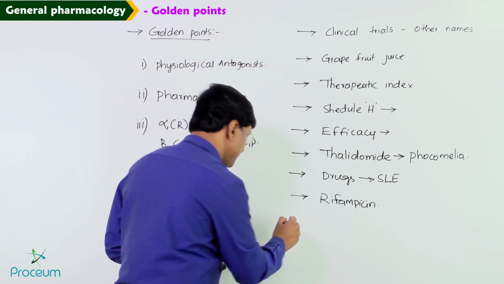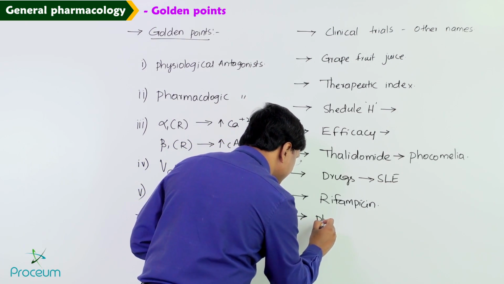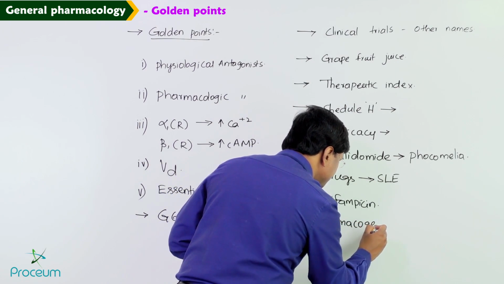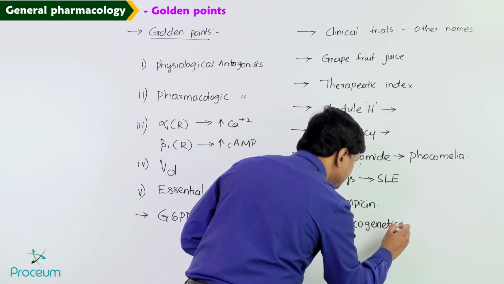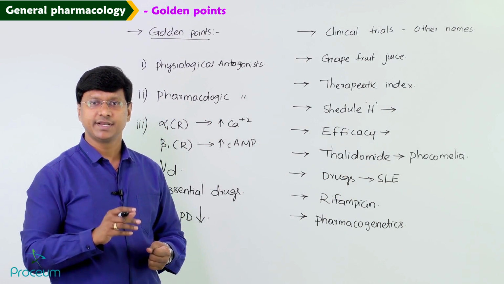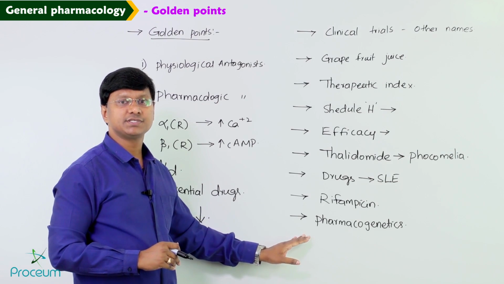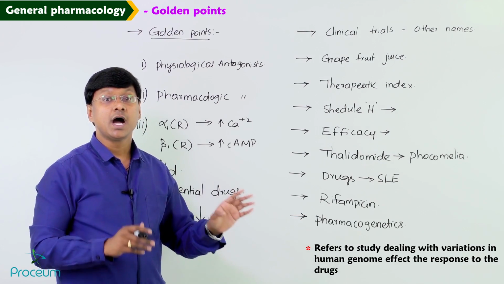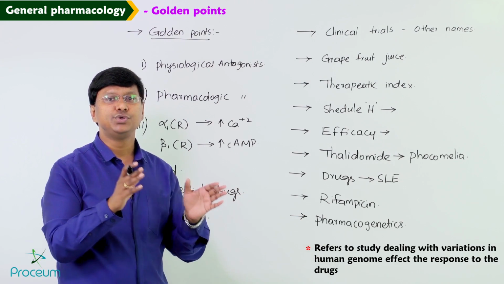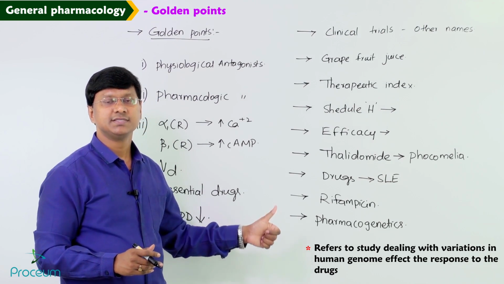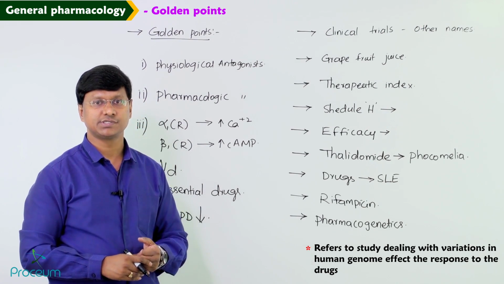Alright, next we have discussed a terminology that is called pharmacogenetics. Now what is pharmacogenetics? Remember, pharmacogenetics refers to the study dealing with how variations in the human genome affect the response to drugs. That is what pharmacogenetics is.